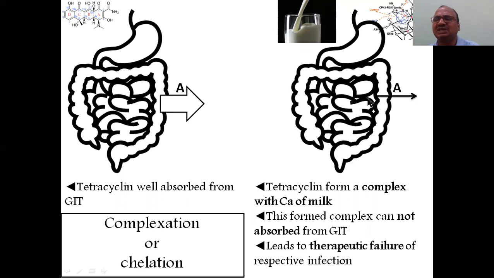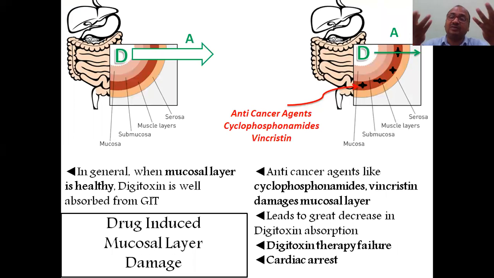See, absorption is gradually decreased. See here, this is a big arrow mark, and this is a very small arrow mark. Absorption is drastically reduced. So tetracycline forms a complex with the calcium of the milk. This formed complex cannot be absorbed from the GIT, the gastrointestinal tract. It leads to therapeutic failure in the respective infection. Even if the patient is taking tetracycline, it becomes a waste. Right?